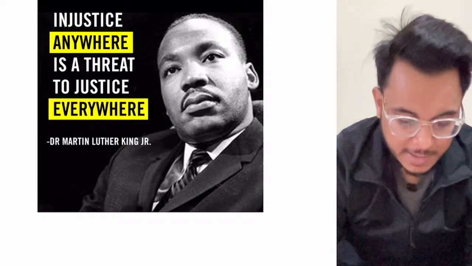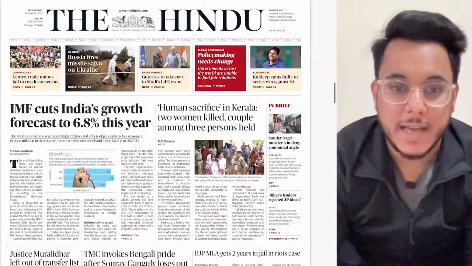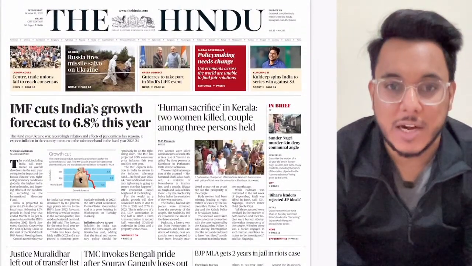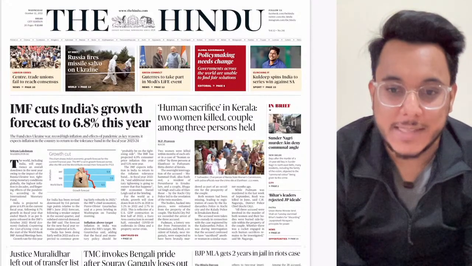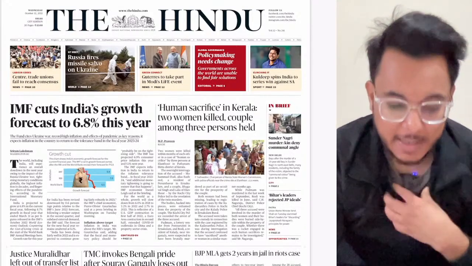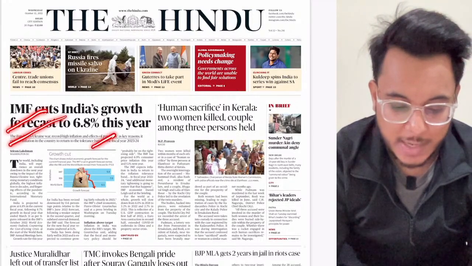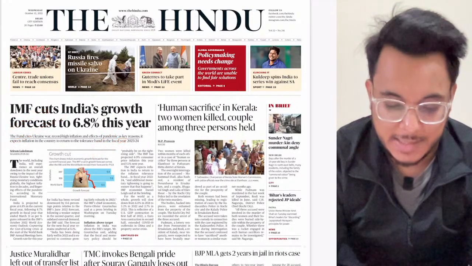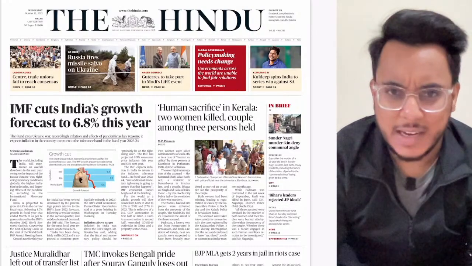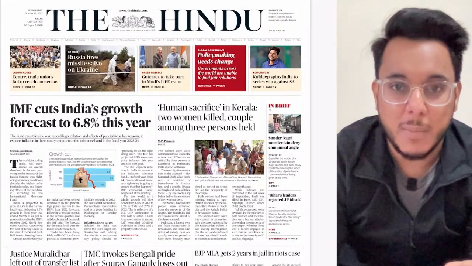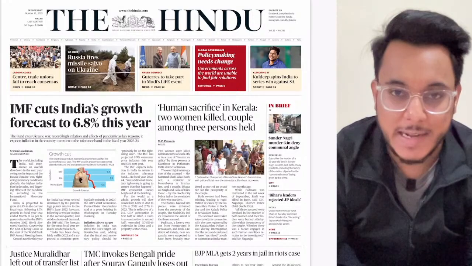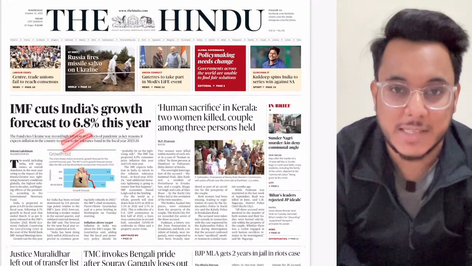Now, before starting, first of all, let's take the overview of the entire newspaper so that we can understand which articles are important for our examination. Now, the first article here talks about how the IMF cuts India's growth forecast to 6.8% this year. Now, guys, basically 2 days back we saw that the World Bank forecast was given with respect to India's growth rate. Now, the IMF forecast has been given.